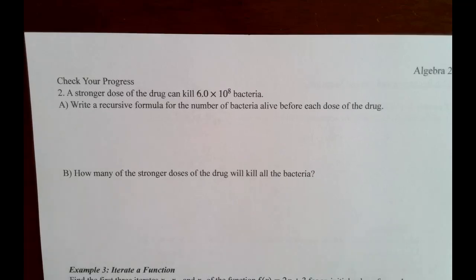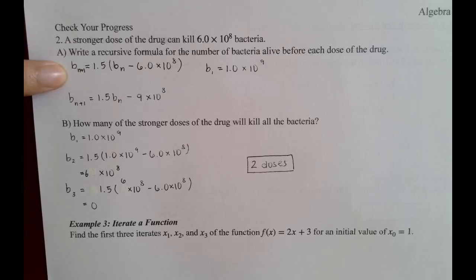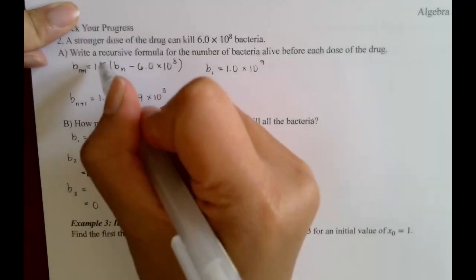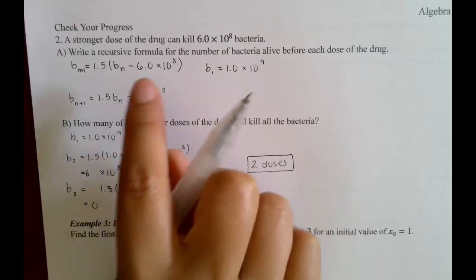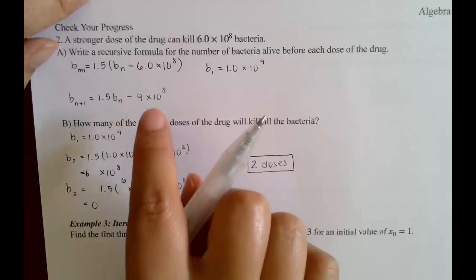Okay, so why don't you try CYP2, and then once you're done, enter the answer. Okay, so for your recursive formula, you should have gotten B sub n plus 1 equals 1.5 times the quantity of B sub n minus 6.0 times 10 to the 8th. If you chose to distribute it, this is how it simplifies. 1.5 times negative 6.0 times 10 to the 8th is negative 9 times 10 to the 8th.